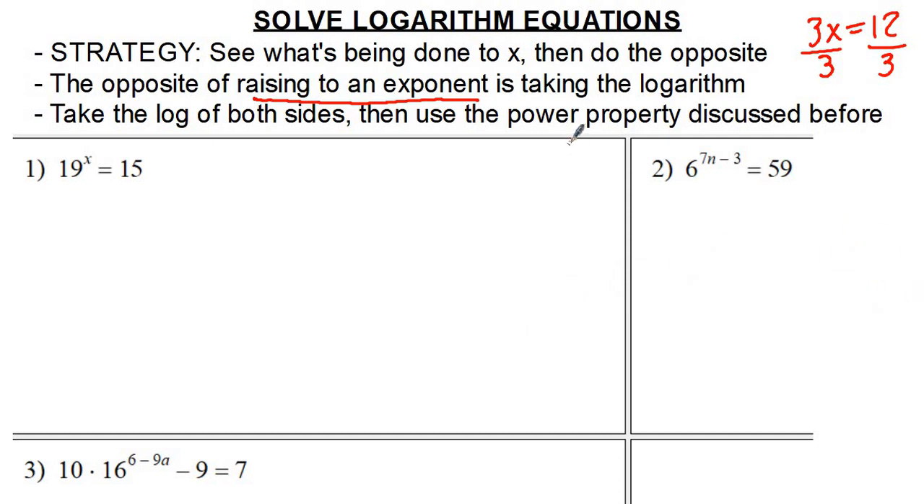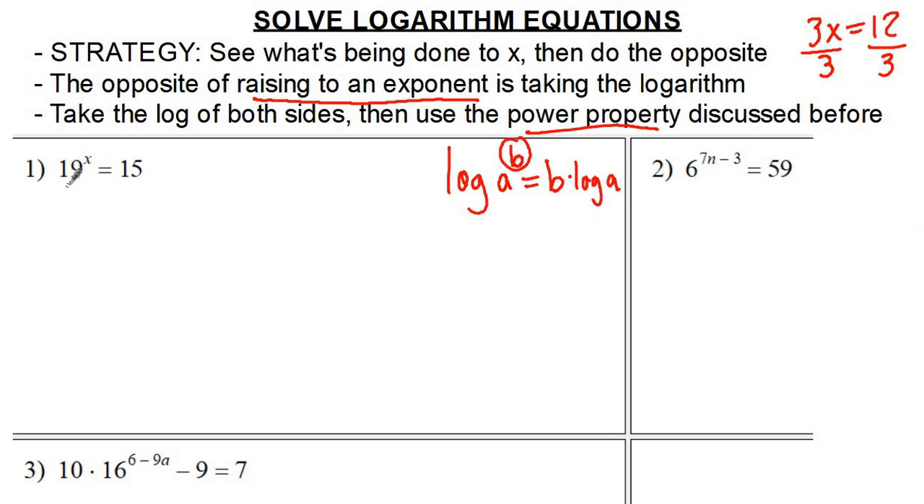So here's what we need to do. We need to take the log of both sides, and then we'll use that property we talked about before, and this is the property I'm referring to. We said the log of a to the b, that's the same as if you took this and you just put it in front like so. So we will use that to our advantage as we're solving these equations.